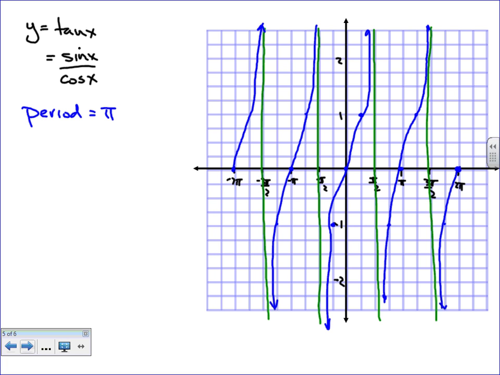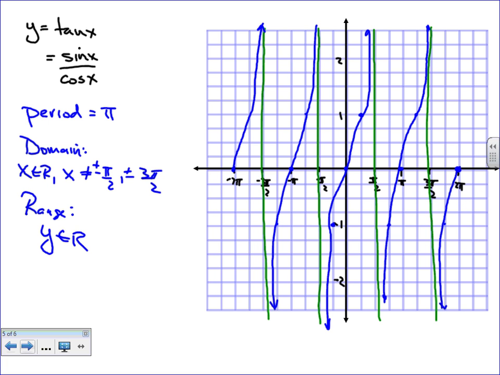So the domain is done the exact same way. The domain of the tangent curve is x is an element of the real numbers, except where you can't find a value for tangent, which is the listing of the asymptotes: negative and positive pi over 2, negative and positive 3 pi over 2. And our range, because the tangent curve heads all the way to positive infinity, comes all the way down, and hits negative infinity, it's going to hit every single real number. So y is an element of the real numbers.